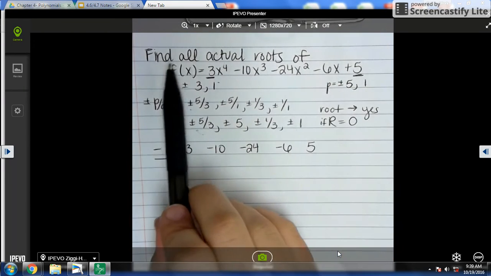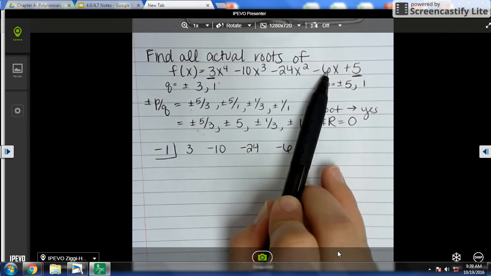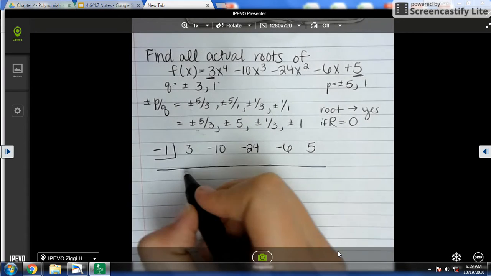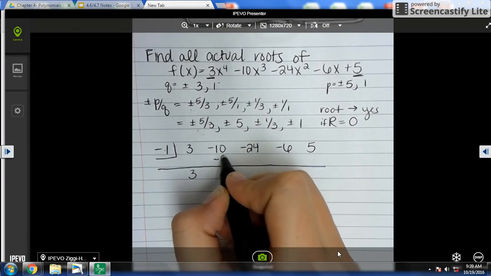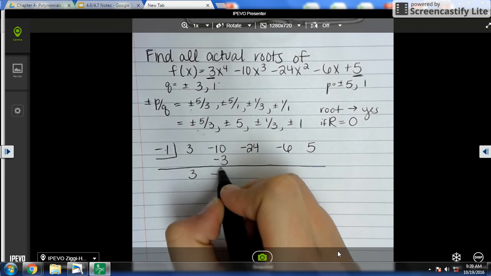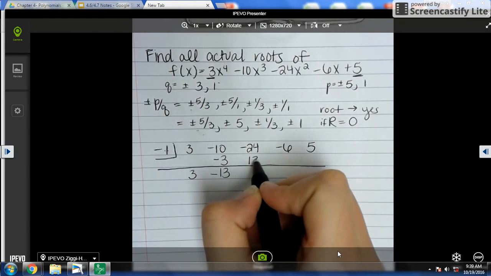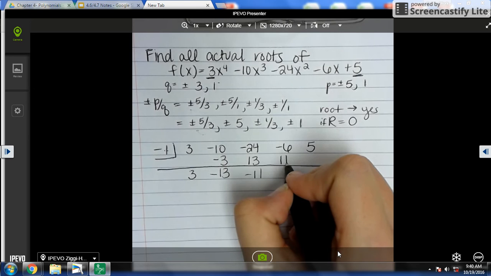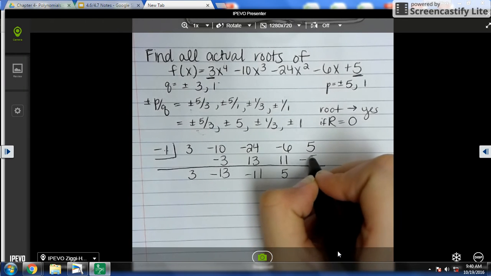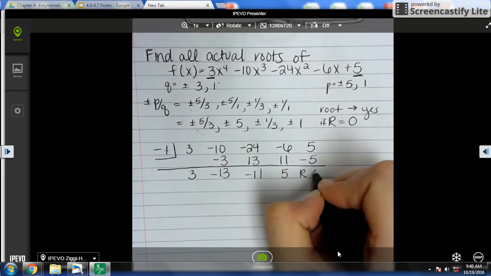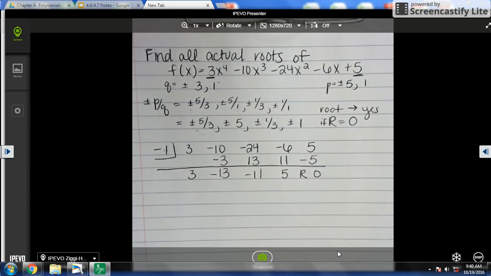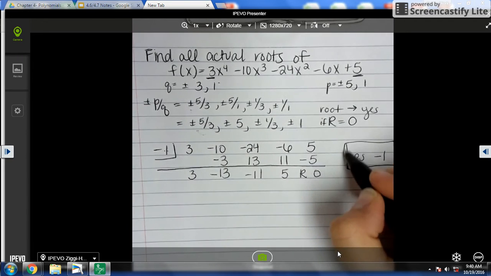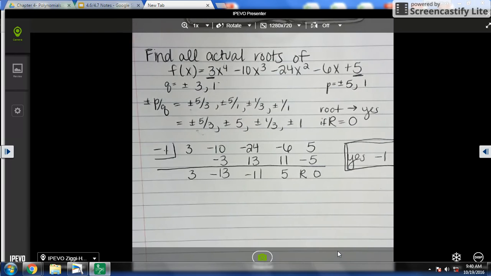We set up our synthetic division to match the coefficients of our polynomial. We bring down the first term, multiply, -1 times 3 is -3, add down. -1 times -13 is positive 13, add down. -1 times -11 is positive 11, add down, -5, add down, and you get a remainder of 0. So yes, -1 is a root. That is an actual solution.